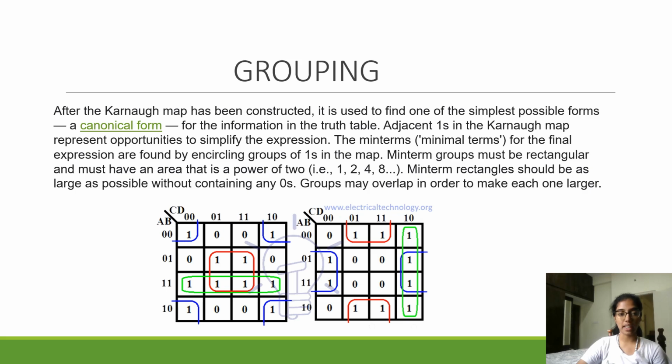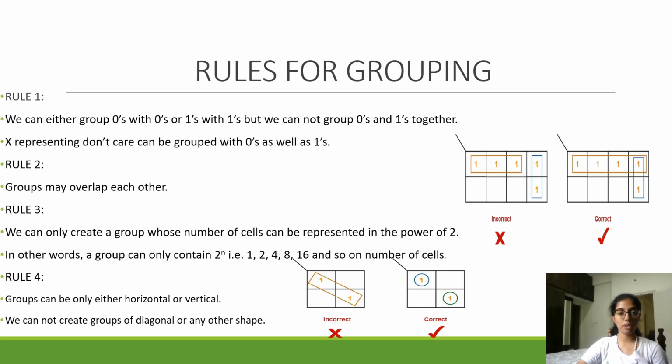Minterm groups must be rectangular and must have an area that is a power of 2, that is 1, 2, 4, 8. Minterm rectangles should be as large as possible without containing any zero. Groups may overlap in order to make one larger group. So the same condition can also be applied for maxterms. So they use the product of sum condition. So let's discuss the rules for grouping.